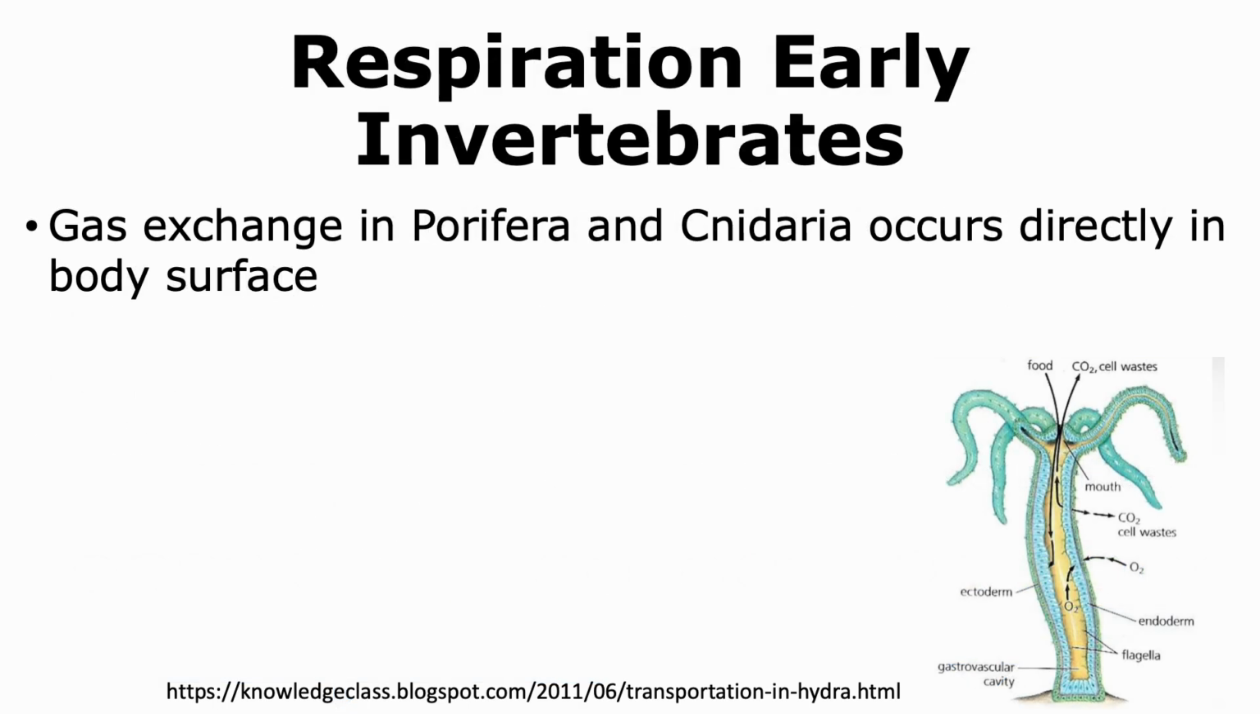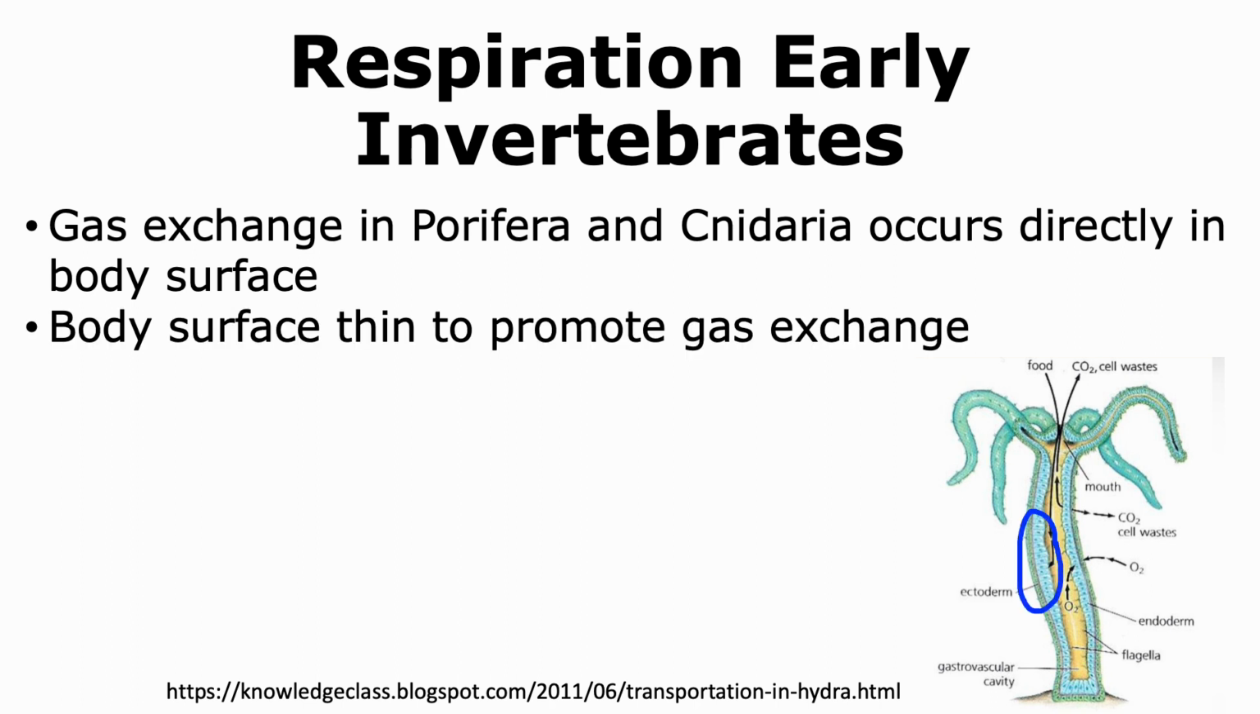Animals that first formed were those that belonged to the phyla of Porifera and Cnidaria. In these animals, gas exchange occurs directly in the body surface. The body surface is quite thin and can be up to 2 layers thick, and that's why gas exchange can occur directly in the cells of the body surface.